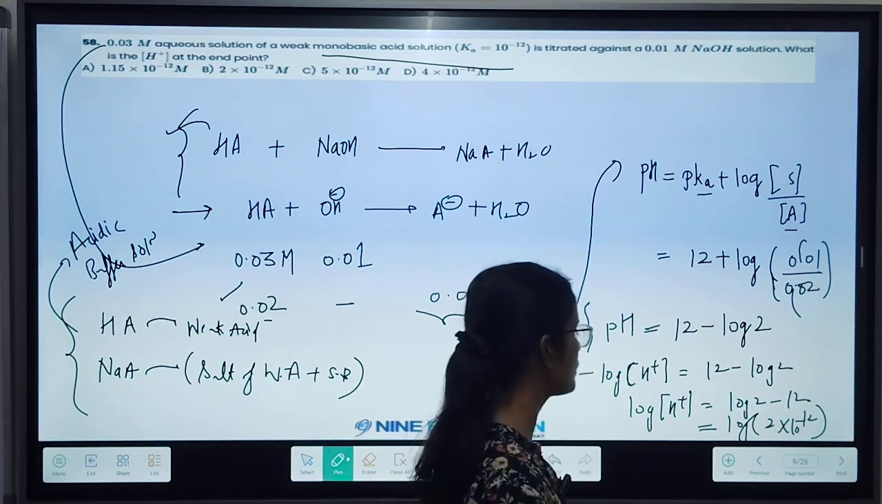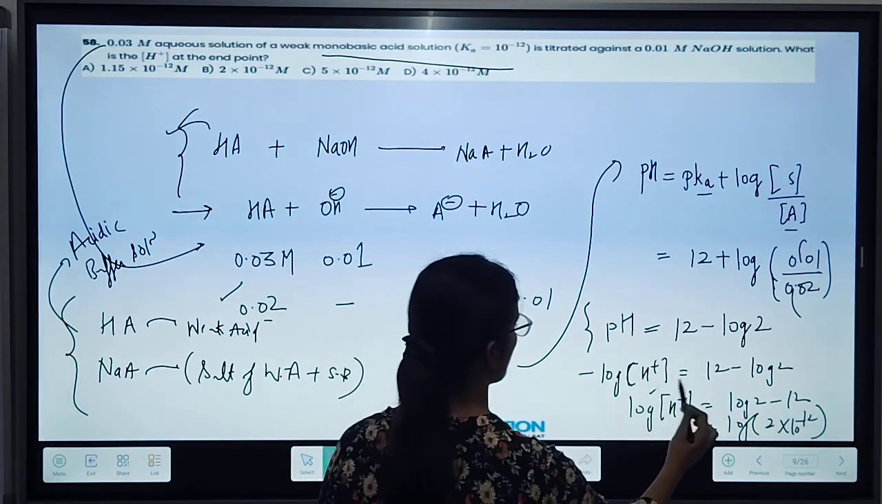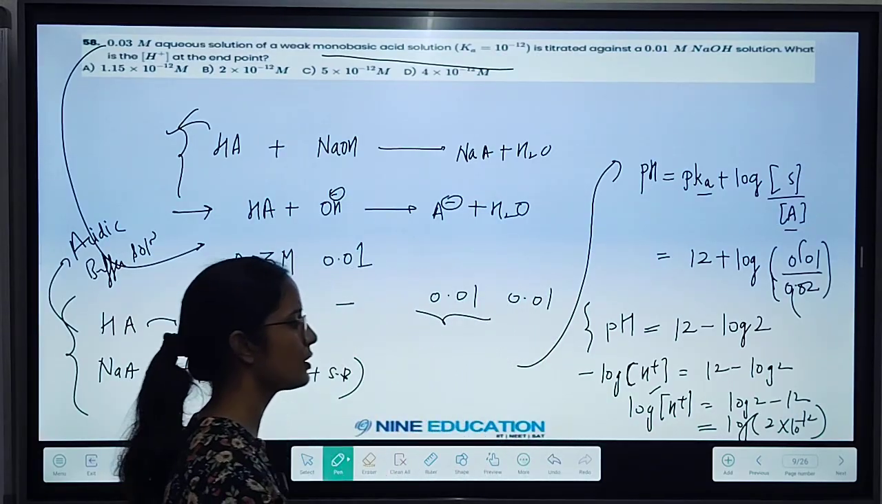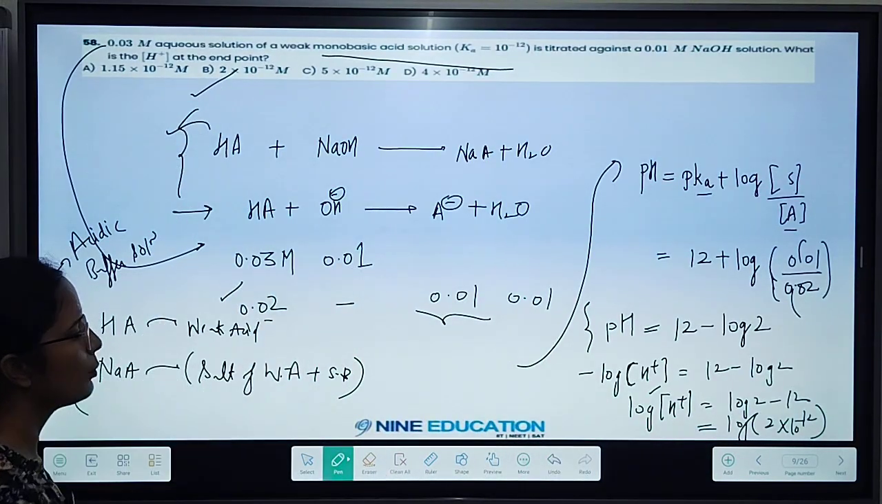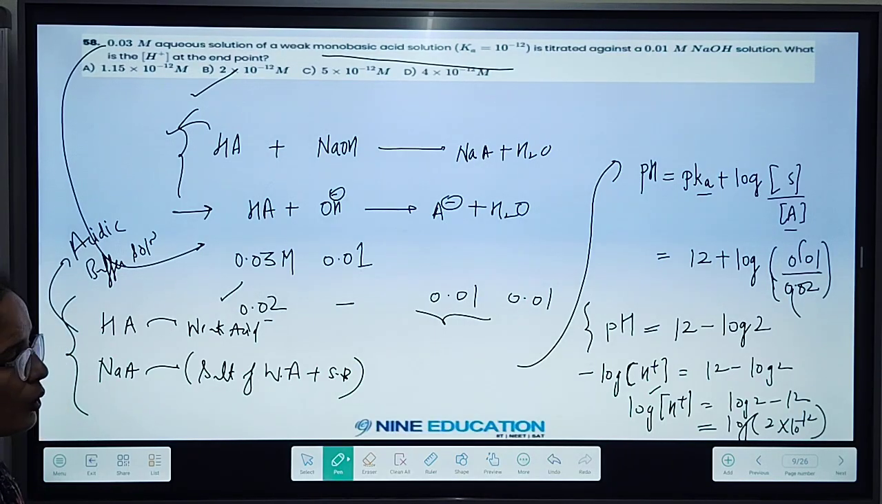So it will be log 2 minus 12 only, and with this if I equate, we'll have H plus concentration simply coming as 2 into 10 raised to power minus 12 molar, right? 2 into 10 to the power minus 12 molar. Everything is correct only, right?